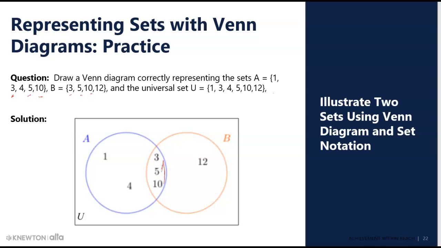Then I look at set A. I've already written the 3, I've already written the 5, I've already written the 10, so I have a 1 and a 4 left, so I write those in set A. In set B, I just have a 12 left, so I write that.